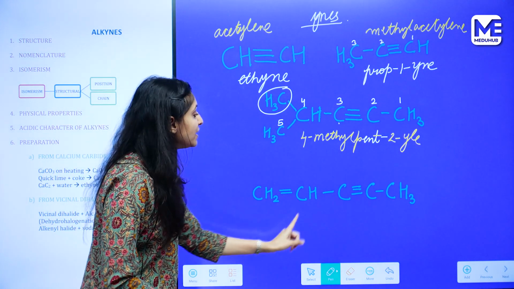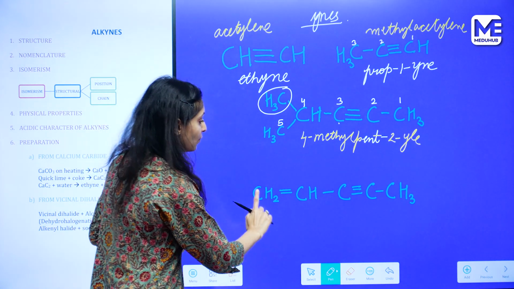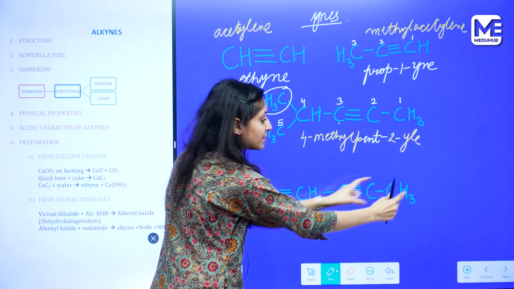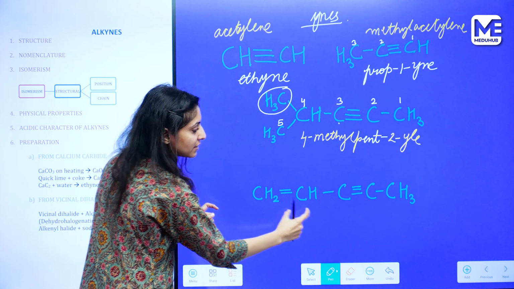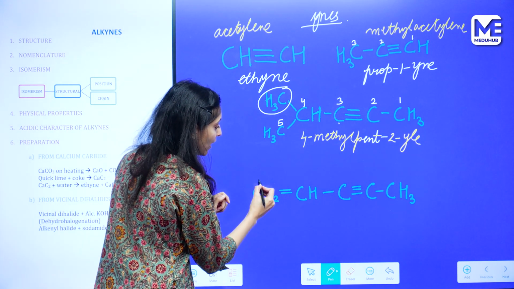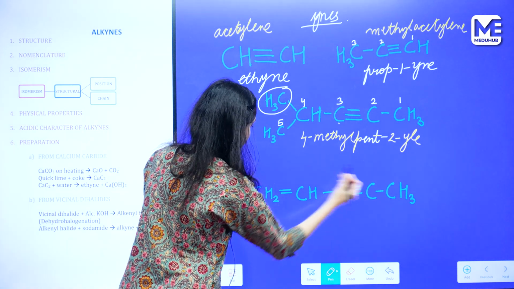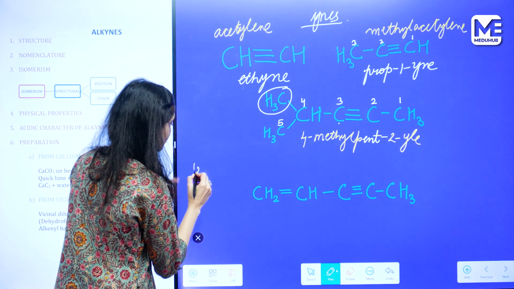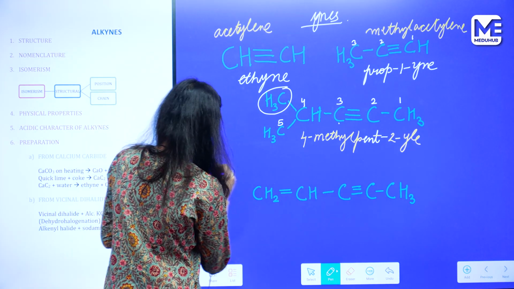Now look at this compound. This contains a double as well as a triple bond. 1, 2, 3, 4, 5, 5 carbons in a straight chain. The double bond is here, the triple bond is here. Now if we start numbering from this side, 1, 2, 3, 4, 5, the double bond and triple bond are getting the numbers 1 and 3.